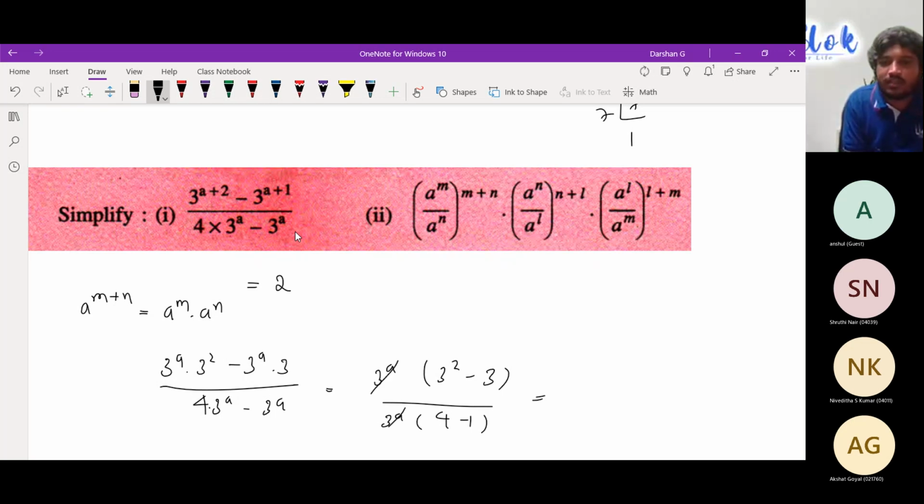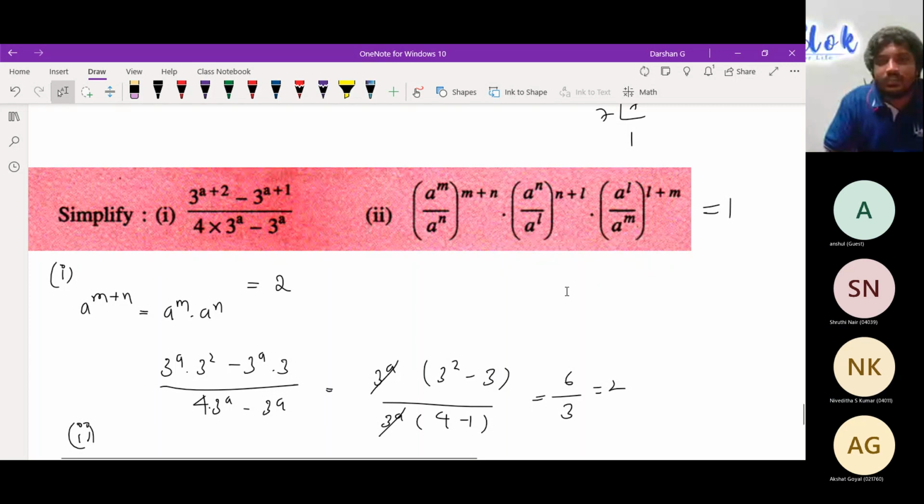So the answer would be, am I right, Nivedita? 9 minus 3, like 6, right? 6 by 3. Answer is 2. Yeah, I'm right. Yes, sir. Second question. Did you get the second question? The second one is 1, right? Yes, sir, it's 1. Second one is 1. Okay.